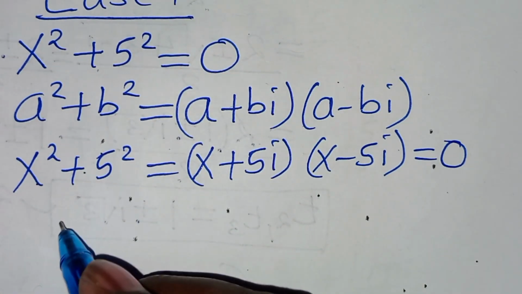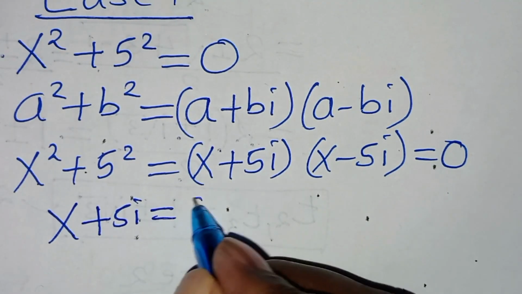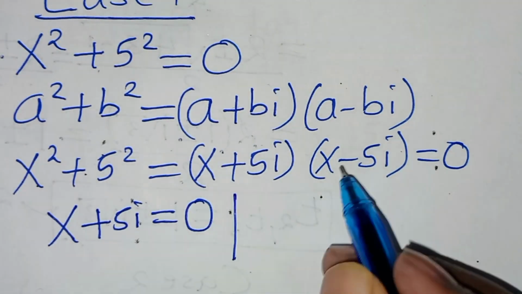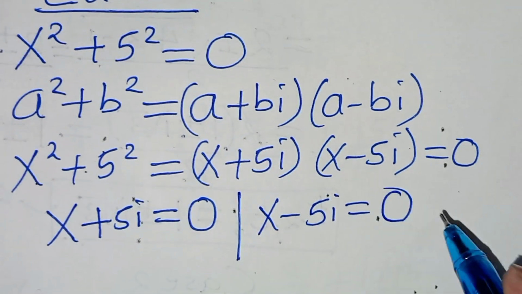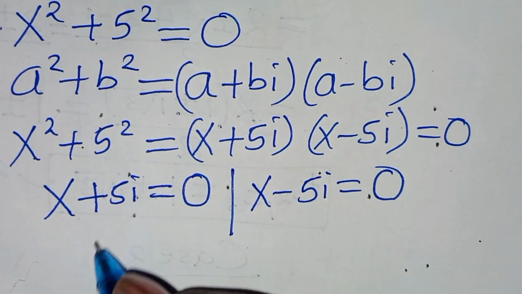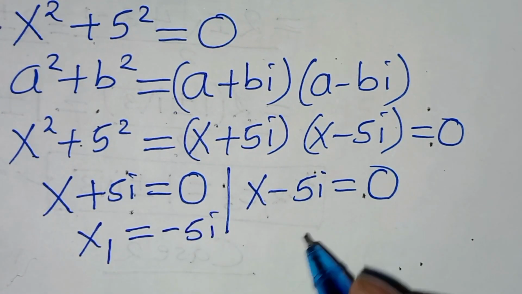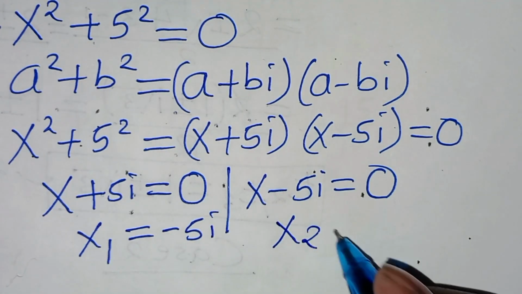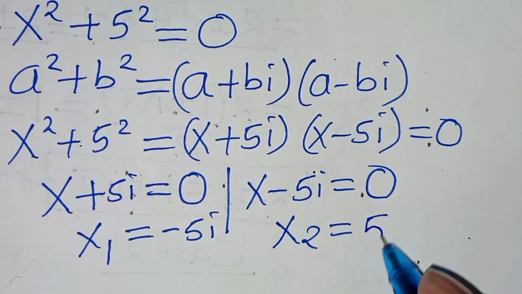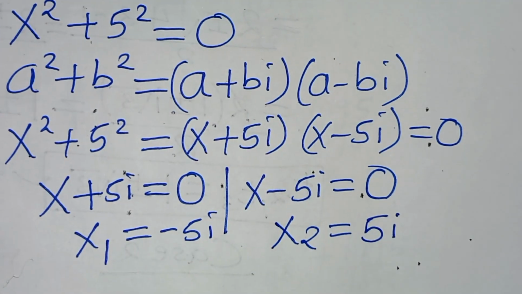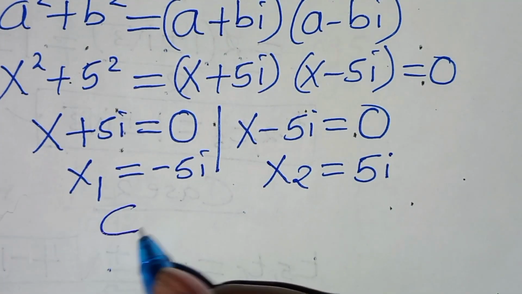So we have two parts here. The first part is x plus 5i. This is equal to 0. The second part here is x minus 5i. This is equal to 0. So the first value of x here, that is x1, is equal to minus 5i, and x2 in the second part, minus 5i you take to the right hand side, so this becomes 5i. So we have x1 and x2. Let's proceed to case 2 now.